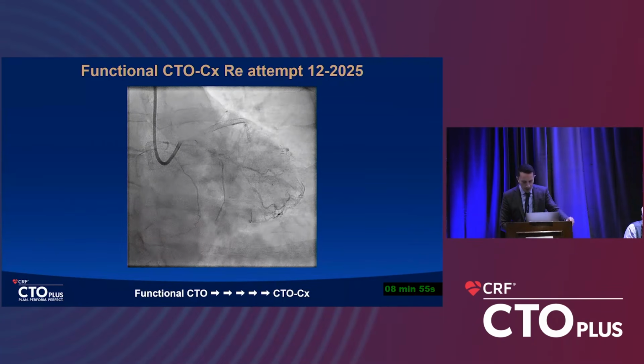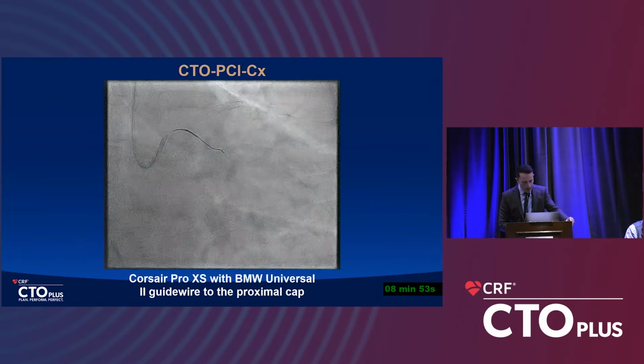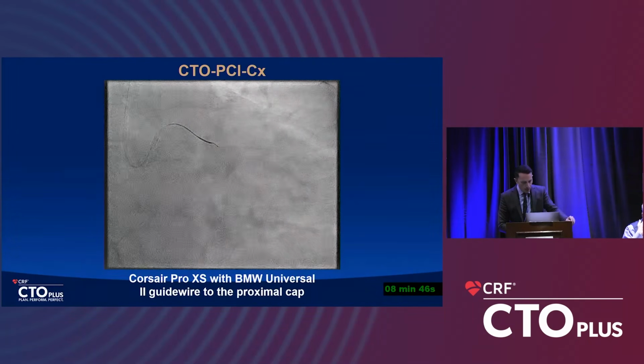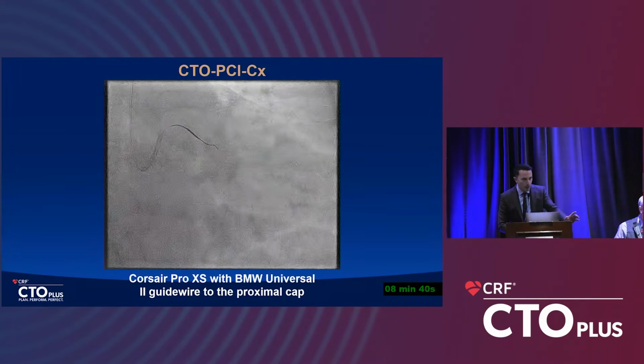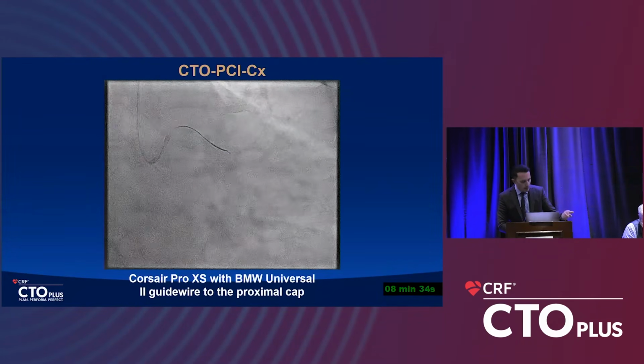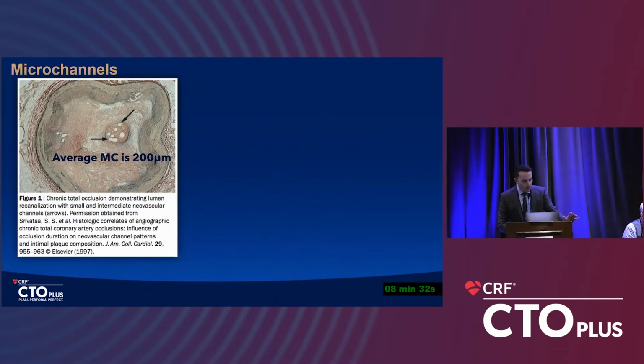Those are amazing comments. So here's what I did. First thing, you get to the proximal cap. So here I have a Corsair Pro XS. I use my workhorse wire to get to the proximal cap with a bigger shape to get access into the circ. And that's the first comment. I never use my CTO wires to get where I want to get to. I use a workhorse wire, I get to the proximal cap, then I switch wires. So this is extremely important.